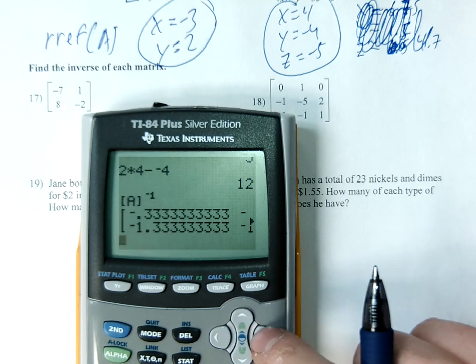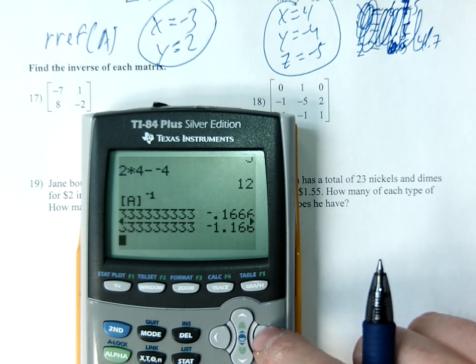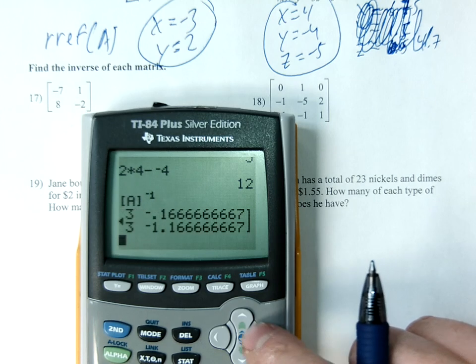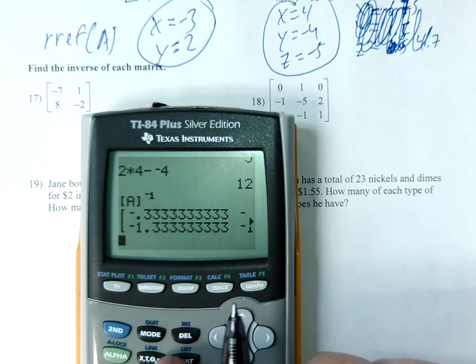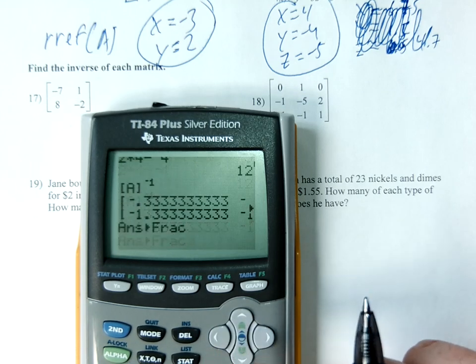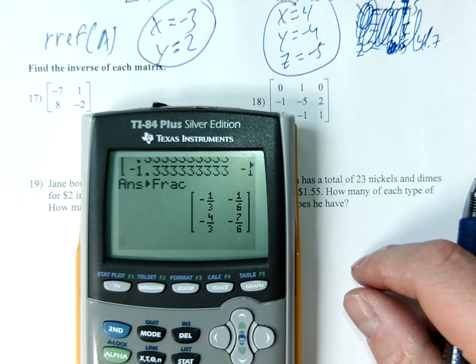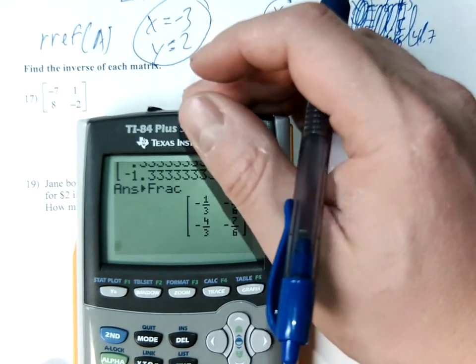Some of it will be fractional. You're going to have to arrow over to see the whole thing, perhaps. Like this one's got fractions. If the decimals bother you, you can make them fractions by doing math option 1. That'll make it fractions. If you don't want to use fractions, you want to use decimals, that's fine as well.